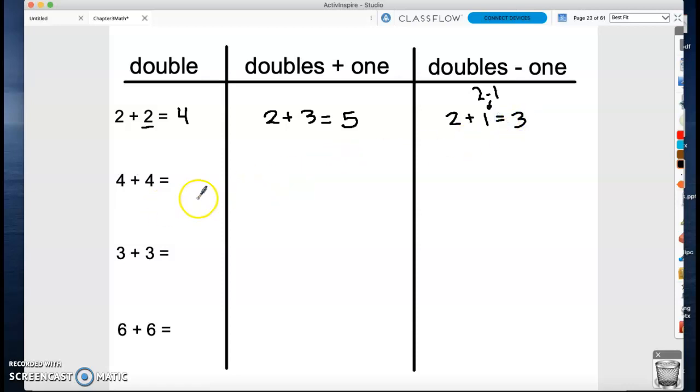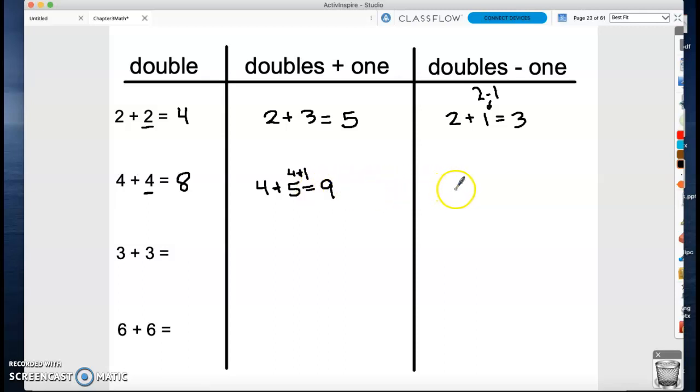Let's try this one. 4 plus 4. 4 plus 4 is 8. Good job. So now we're going to take one of our add-ins and we're going to add 1 to it. So we're going to keep the first add-in, which is 4, plus, and now we're going to add 1. We're going to say 4 plus 1. 4 plus 1 is 5. So we have 4 plus 5 equals, now it's just 1 more than 8. 1 more than 8 is 9.